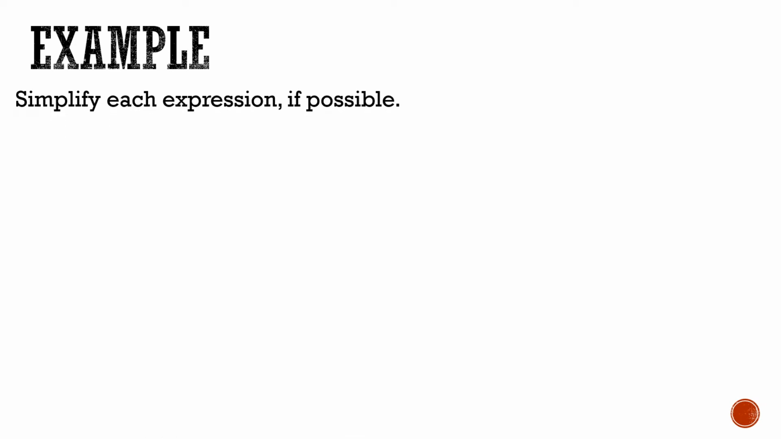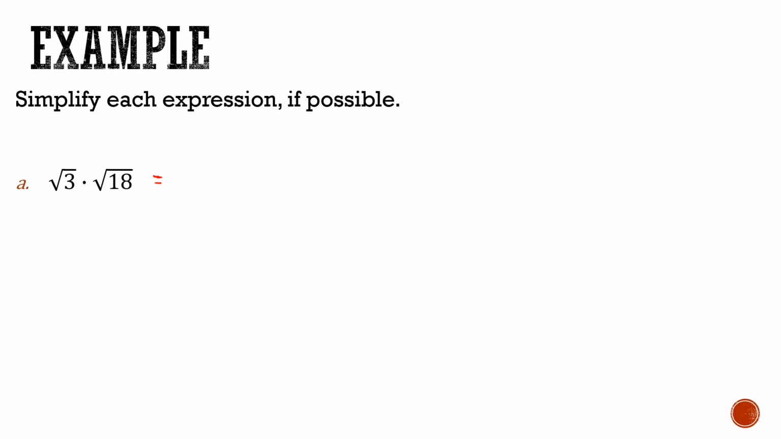Example: simplify each expression if possible. Square root of 3 times square root of 18. Unlike in addition or subtraction of radicals, where radicals should be similar terms, which means they should have the same indexes and the same radicand, in multiplying radicals, as long as the indexes are the same, we can multiply the two radicals. In this case, they are both square roots, so I can multiply them.